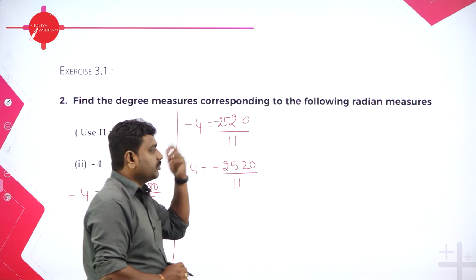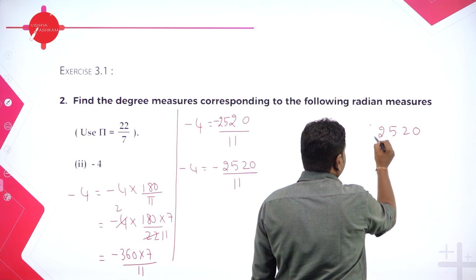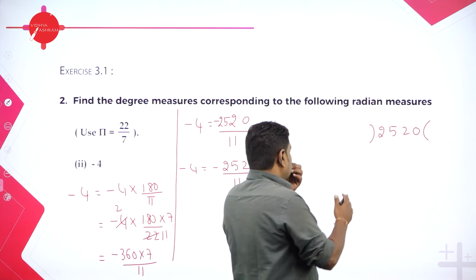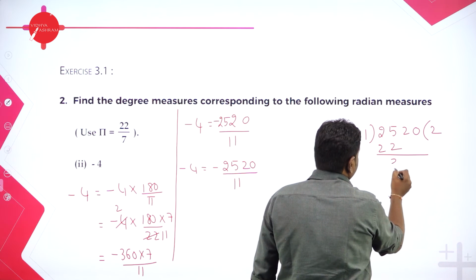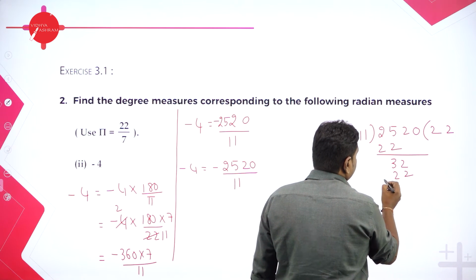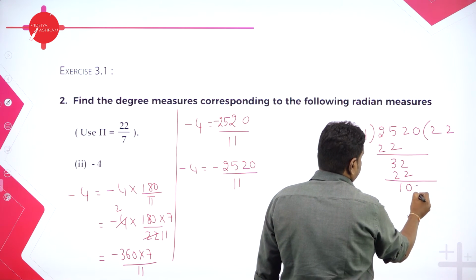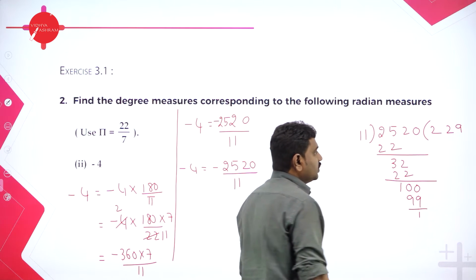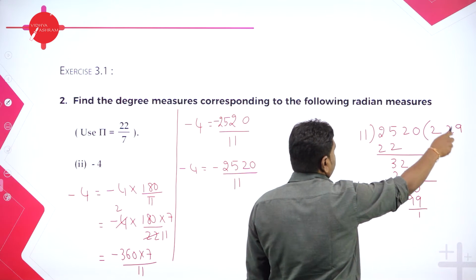So as usual, division method. So take 2520 and keep dividing by 11 until it gets divided and see what the remainder is. It is not divisible, so I'll take 11 2s are 22. So remainder is 3. Take this 2. Again 11 2s are 22. So now it will be 10. I'll take 100. 9s are 99. I'll get 1.